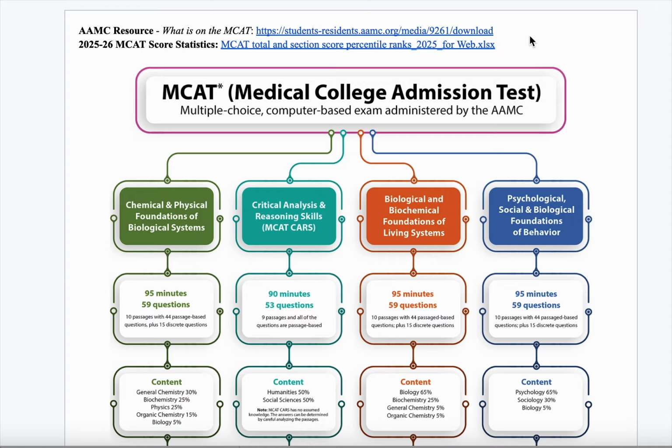So this is the quick overview of the MCAT. We'll have a bit more information in future videos where I might walk through some of the more specific parts, but leave any comments for questions that you might have.